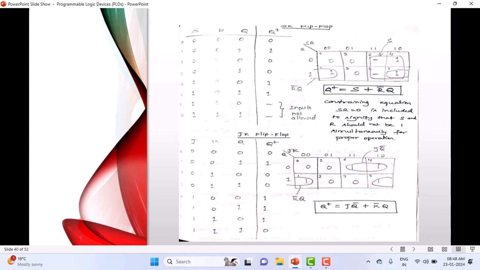And S is going to be the MSB. So MSB is above the diagonal line. S and R are the inputs. Q is the output. Q is the present state, not the output. Understood this? The moment you know this, the other things are evident from the K-map.